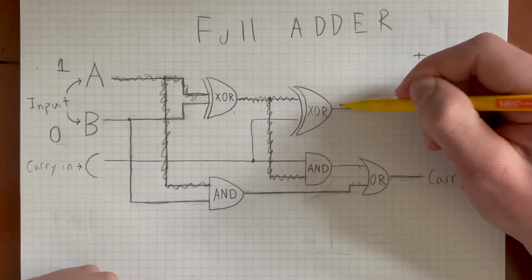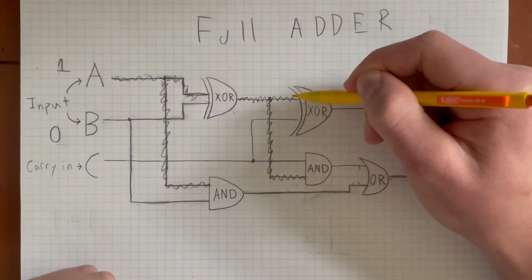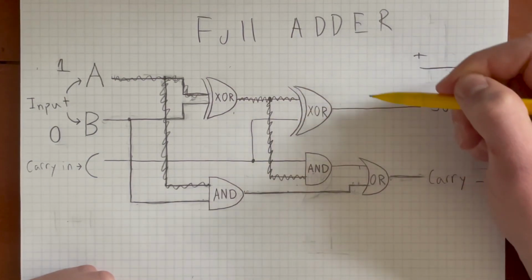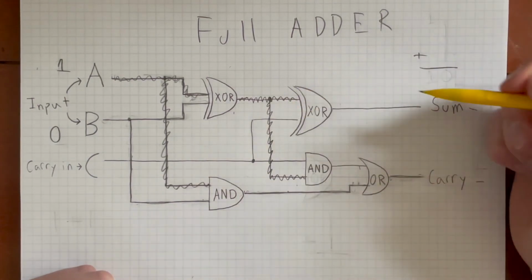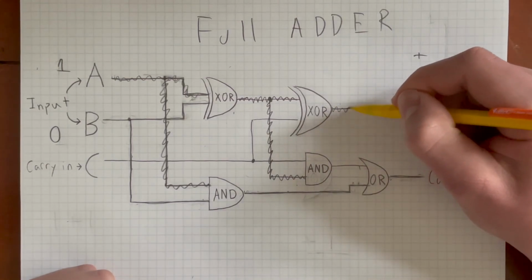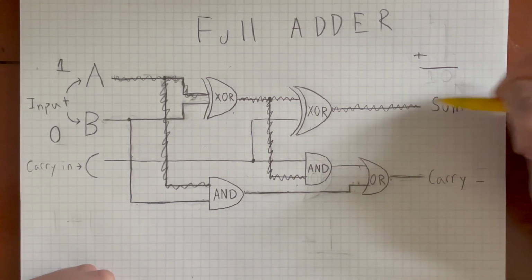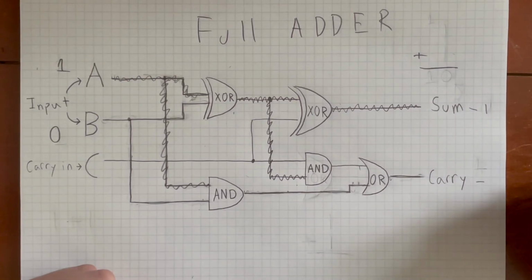Now this next XOR gate sees one of its inputs on, one of its inputs off. So 1, not both. Great, so it outputs a 1. And our sum is 1.